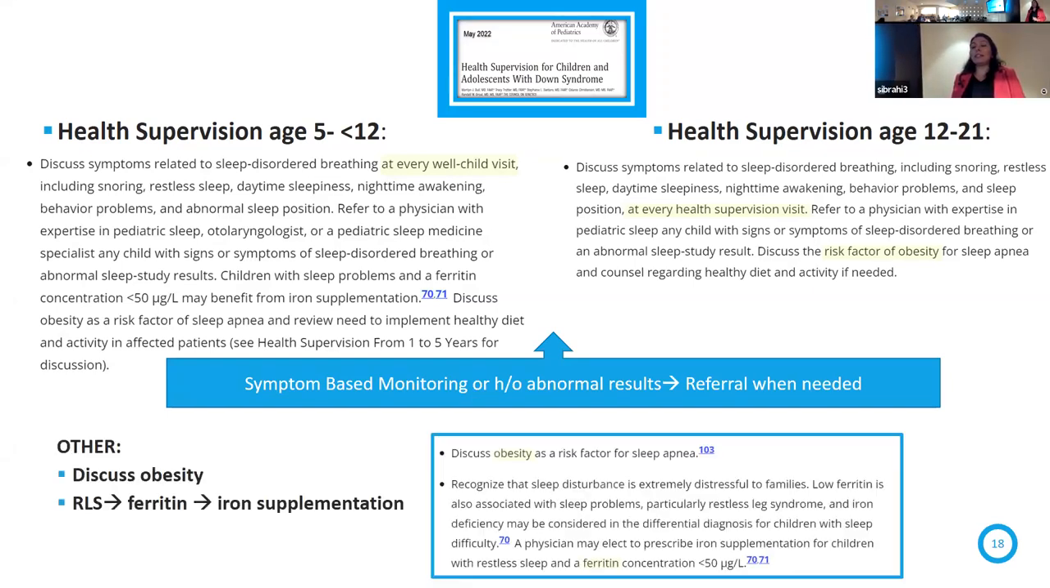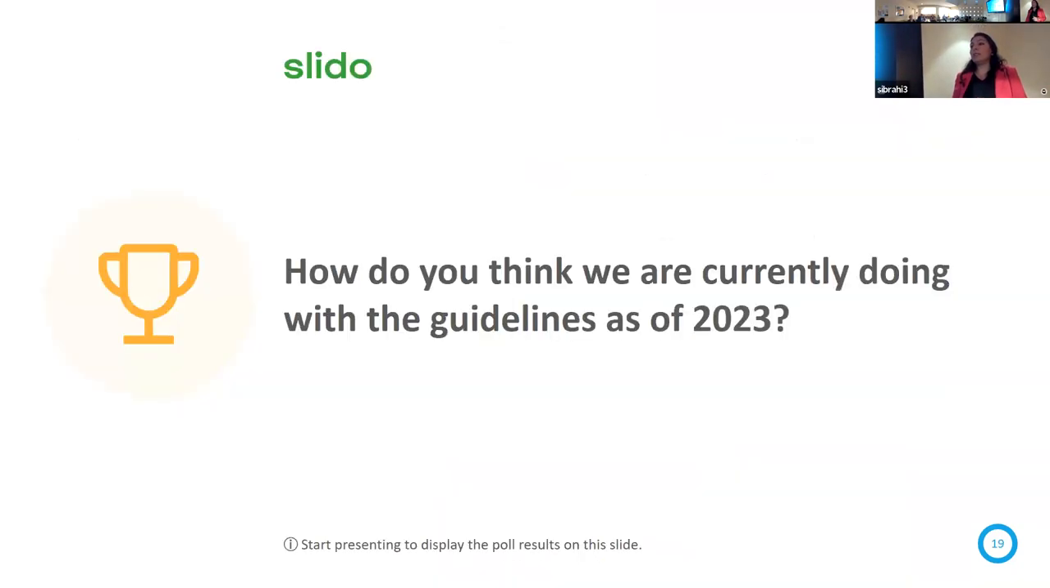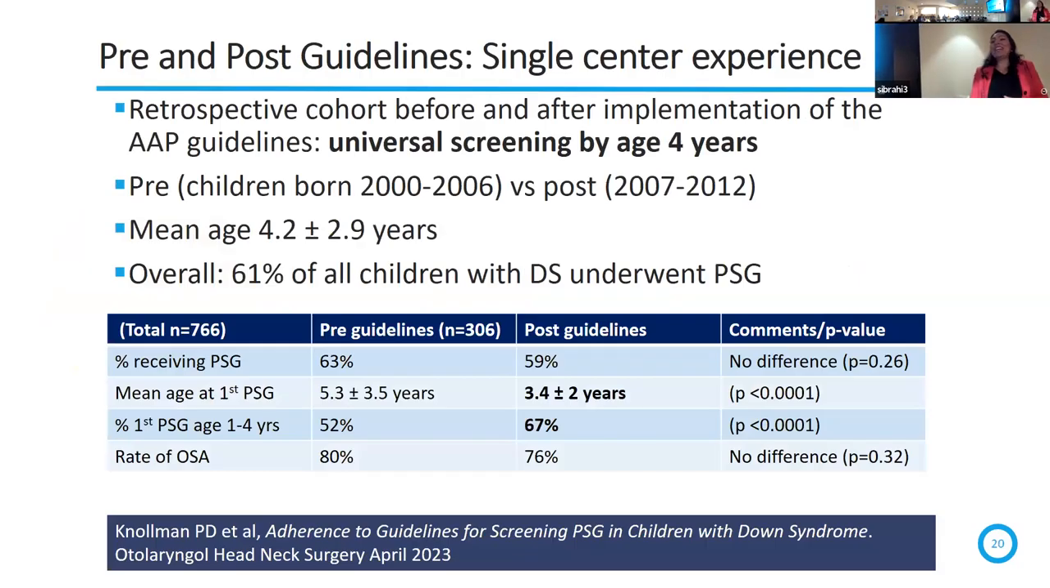So some other things, discuss obesity. And interestingly, they're looking at RLS. No mention of sleep duration because we don't have the data just yet, but hopefully in the future we will. So how do you think we're doing with these guidelines as of 2023? I'm sorry that we don't get to interact here. I'm just going to tell you the answer.